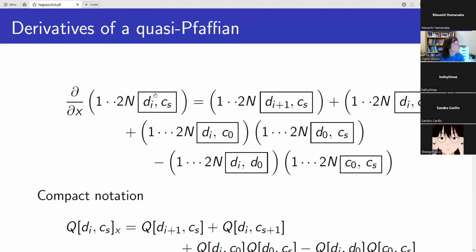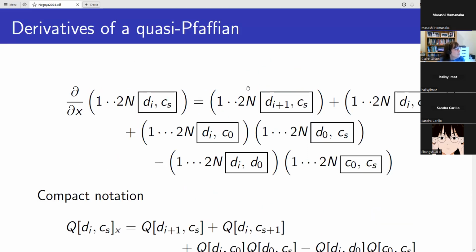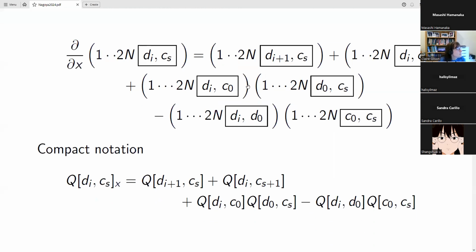if I differentiate the quasi-Pfaffian that has a border with derivatives, this DI means I've got I derivatives with respect to my thetas, and the other border is S derivatives with respect to, sorry, it's not thetas, is it? It's F's and G's, sorry. So with my F's and G's. Okay, so this is what happens when I differentiate something.